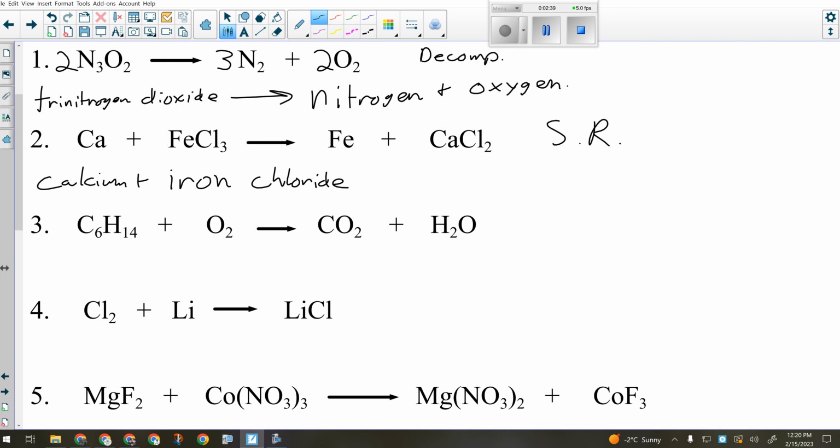It can be a 2 or a 3. Chlorine's always a -1, so I've got 3 negatives. So I got to get 3 positives from that single iron. So this is the iron that is 3 plus. Iron 3 chloride.